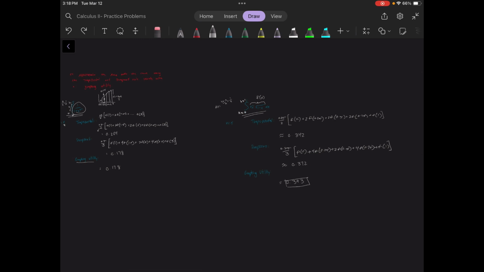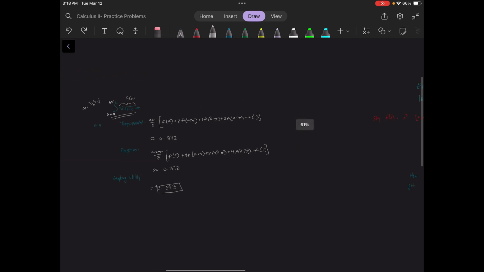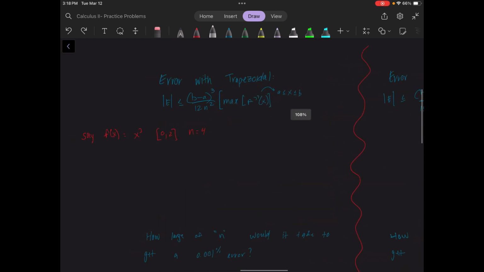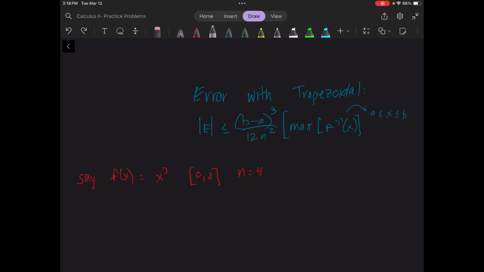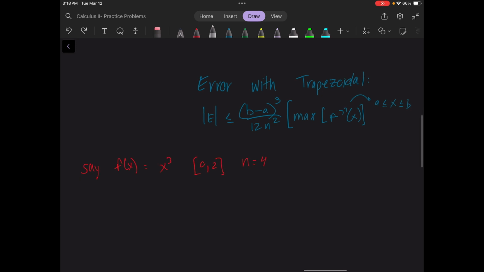But we have another application of error in this case. Error with the trapezoidal rule is given by this formula. We can see how far off we are. And if we're looking to get some certain error, then we can figure out how many trapezoids we should use. So it's a pretty useful skill. Let's see. If f of x is equal to x cubed, from 0 to 2, n equals 4, let's plug this in to see what the error is.